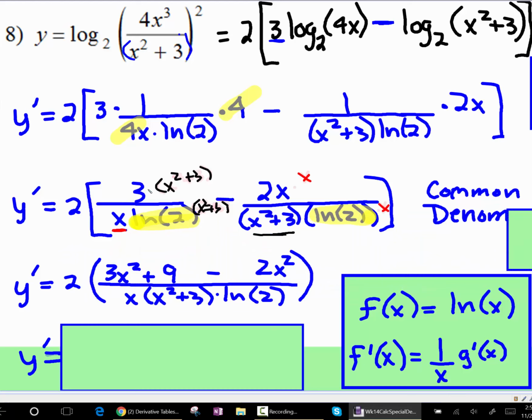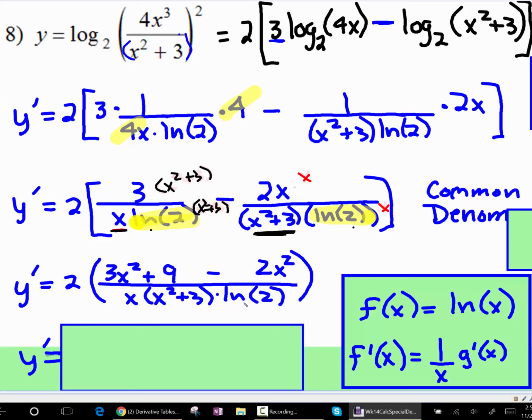So 2 times 3 times x squared is 3x squared. 3 times 3 is 9. Subtract x times x is x squared. And all of that, now they're going to have the same denominator. They're going to have an x times an x squared plus 3. And then it's going to be multiplied.